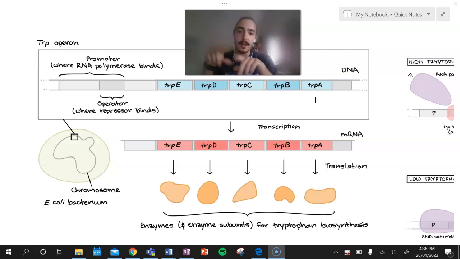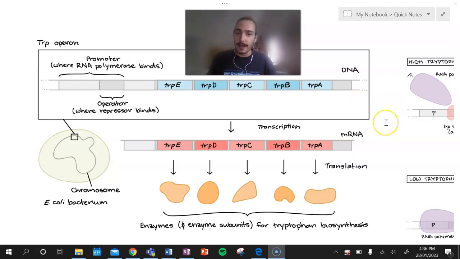Now, you will see a couple of similar words. We see the word operator. That is essentially a section of the nucleotides where a repressor is going to bind. We're going to talk about that when we talk about how the cells manage how much tryptophan they make. We see the word promoter. That's essentially the same as a promoter anywhere else. It's the sequence of nucleotides where our RNA polymerase is going to bind in order to start that transcription and translation process. It's as simple as that.